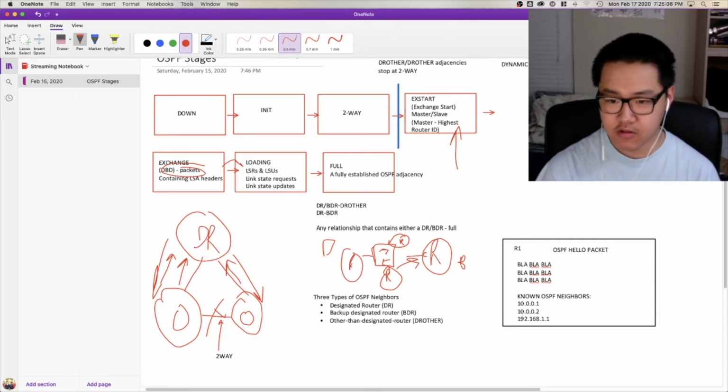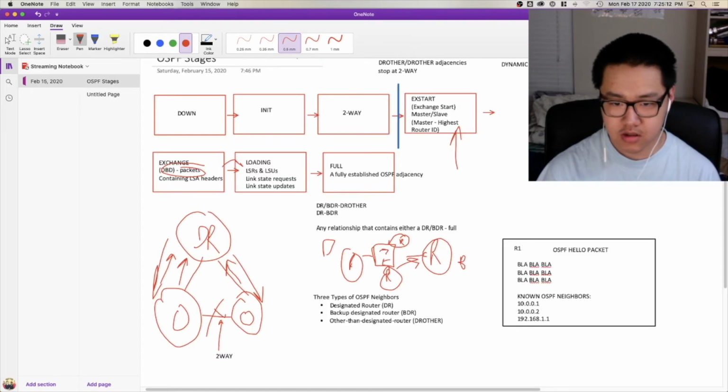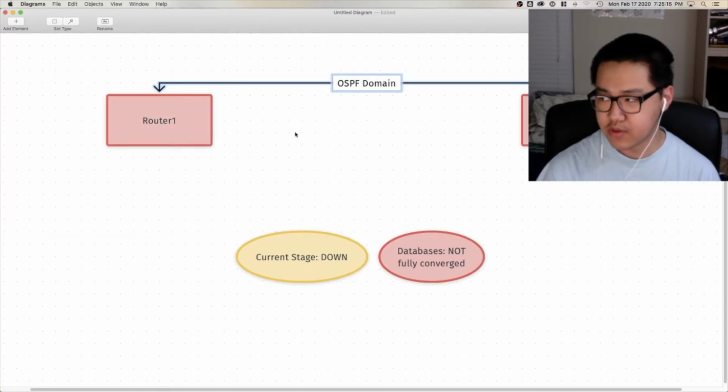Now, the concluding part of our demonstration, which is, we have an OSPF domain. I'm gonna move my face down.